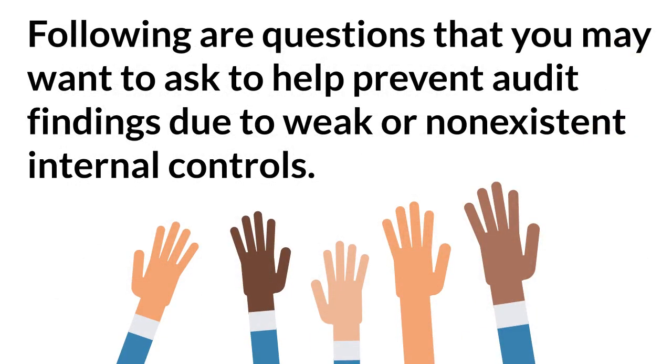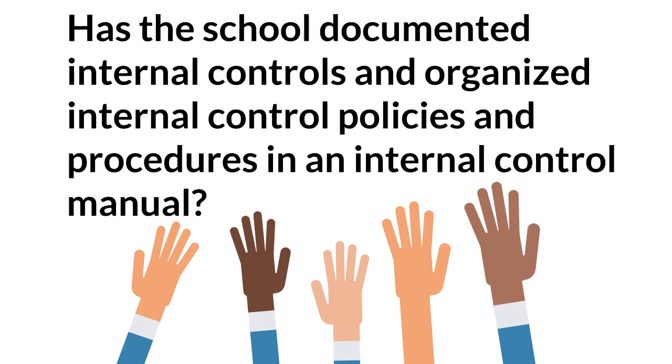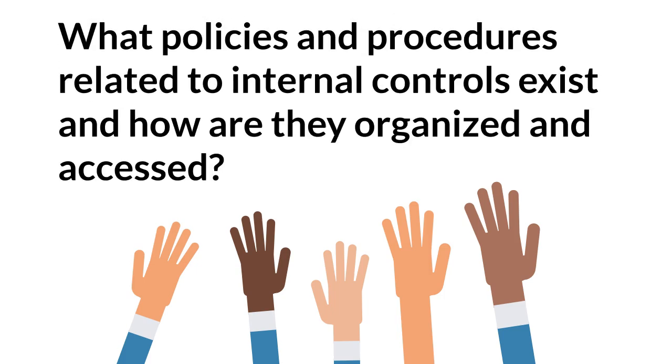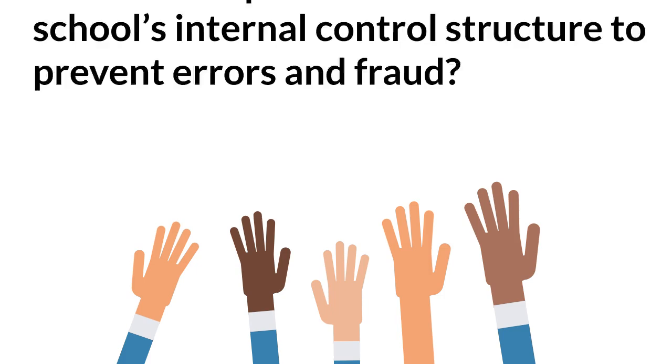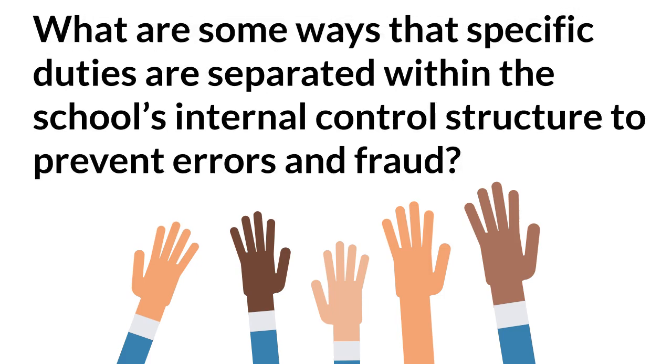Following are questions that you may want to ask to help prevent audit findings due to weak or non-existent internal controls. Has the school documented internal controls and organized internal control policies and procedures in an internal control manual? What policies and procedures related to internal controls exist, and how are they organized and accessed? What are some ways that specific duties are separated within the school's internal control structure to prevent errors and fraud?